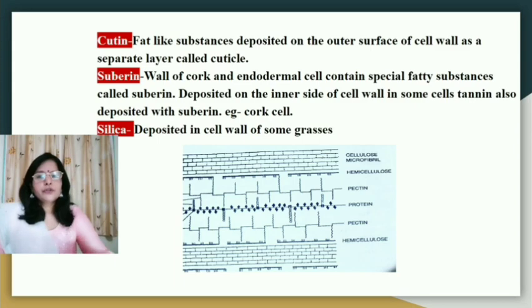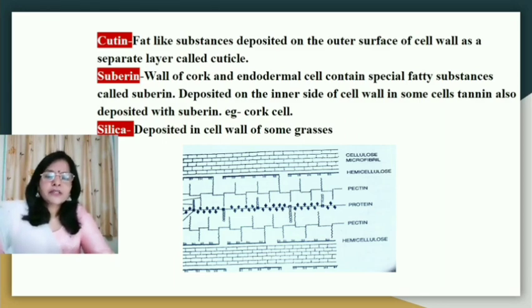Next, cutin. Cutin is a fat-like substance deposited on the outer surface of the cell wall as a separate layer called cuticle. It is found on the outer surface of the leaf also. So outside the outer epidermis, a thin layer of cuticle is found.